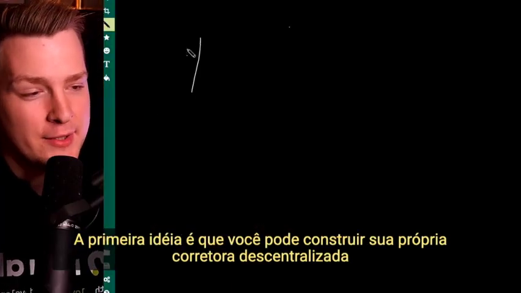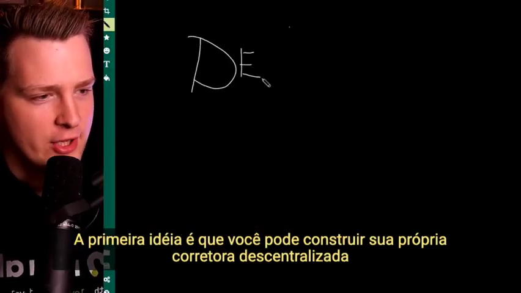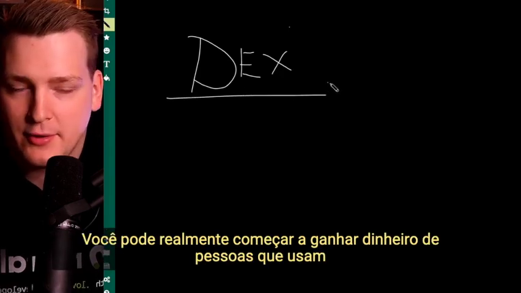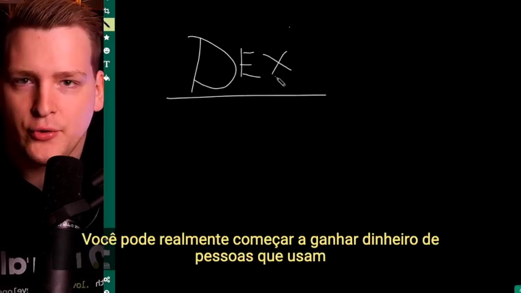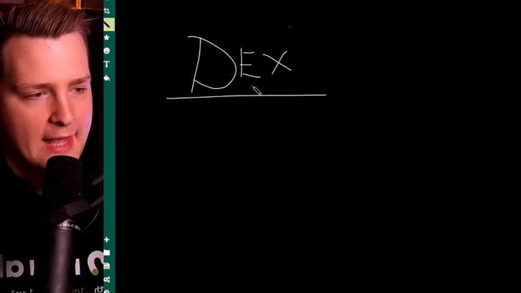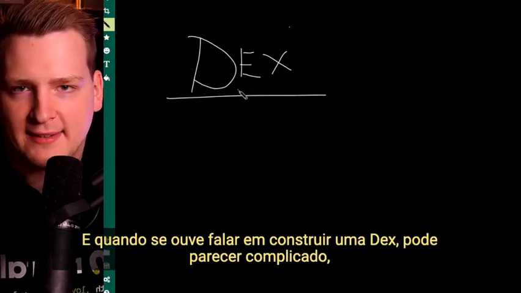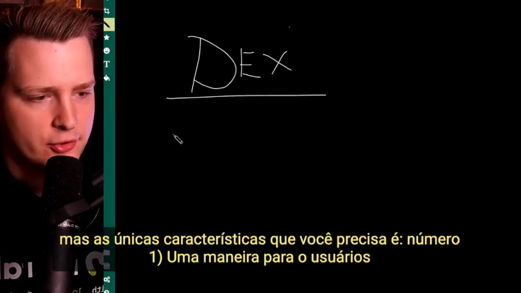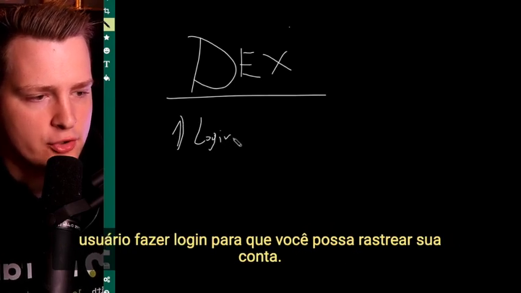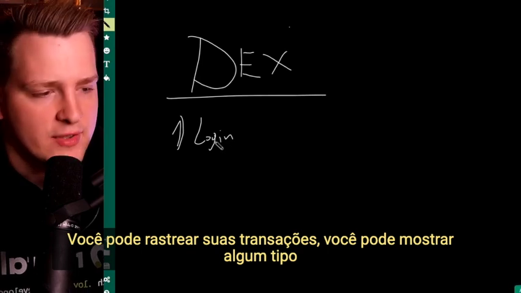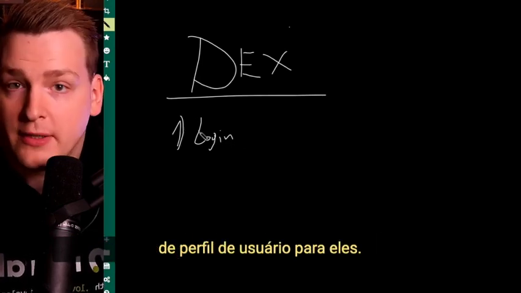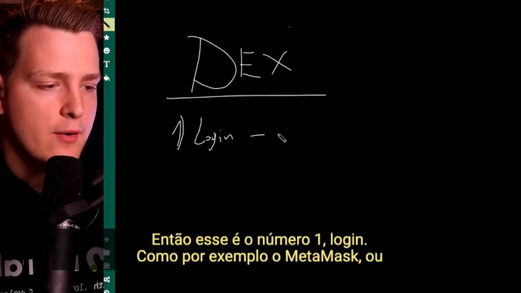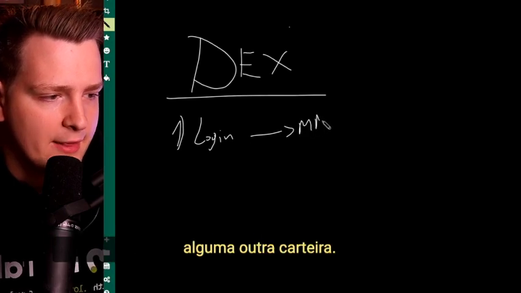The first idea is that you can build your own decentralized exchange and start earning money. You can actually start earning money from people that use your exchange because you can take a fee. And when you hear about building a DEX, it might sound complicated, but the only features you need are, number one, a way for users to log in so that you can track their account, you can track their transactions, you can show some kind of user profile to them. So that's number one, login with, for example, MetaMask or some other wallet.